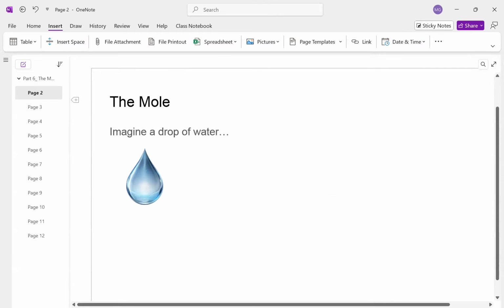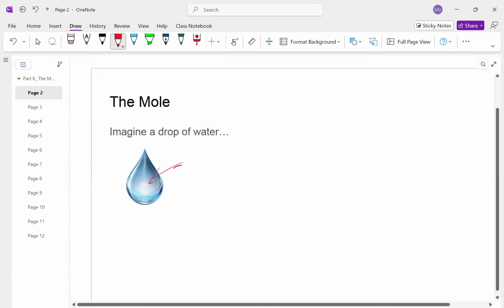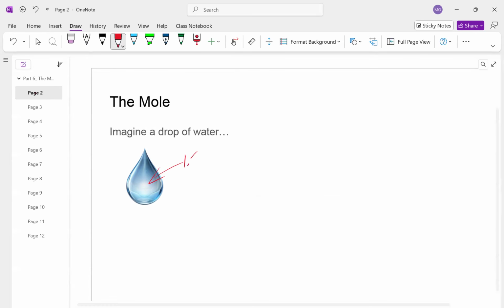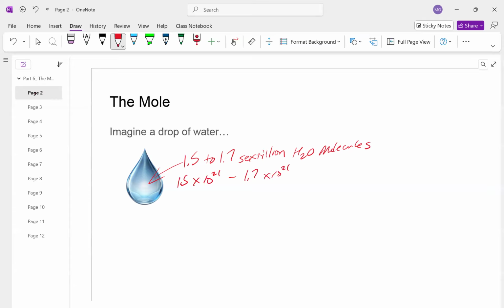Imagine how small that is. A drop of water contains about 1.5 to about 1.7 sextillion water molecules. Okay, well, what is that? I'm going to put it in scientific notation. That's 1.5 times 10 to the 21st to about 1.7 times 10 to the 21st.